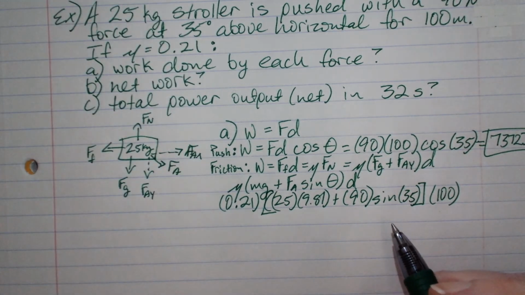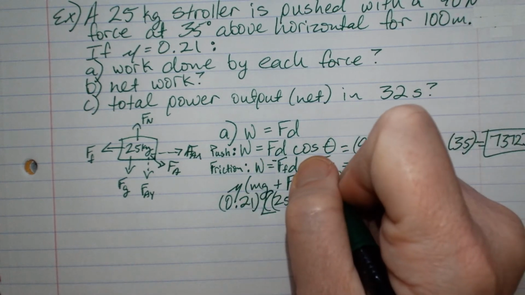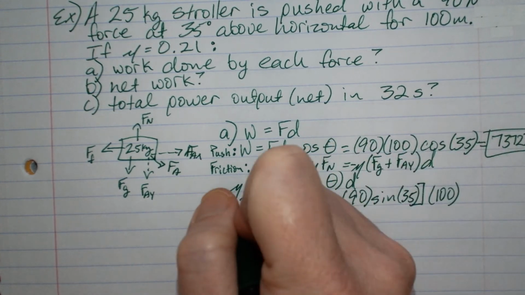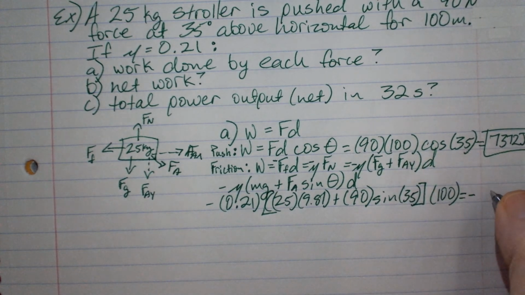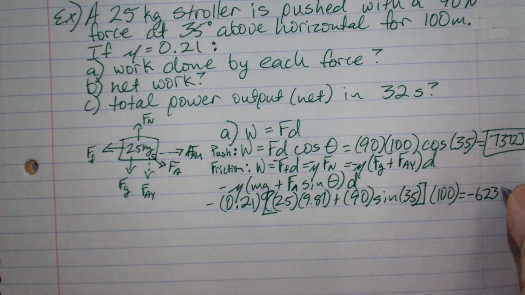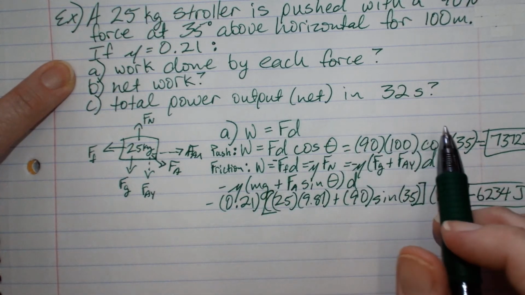However, I forgot one crucial thing. If it's friction, it's moving to the left. So this is negative for all of these. So your answer is negative 6,234 joules, because friction is negative. Okay, so that's how much work is done by each force.